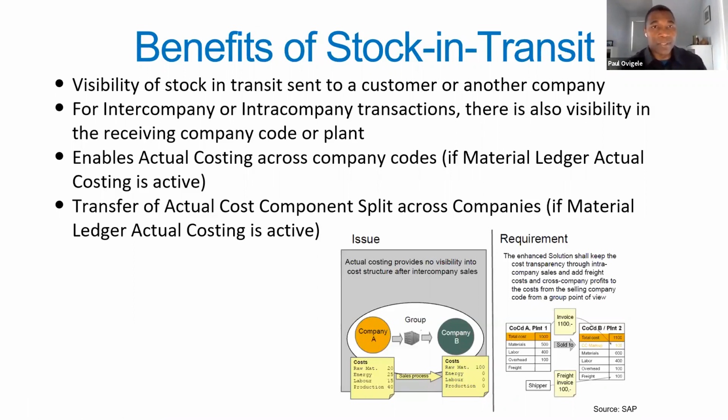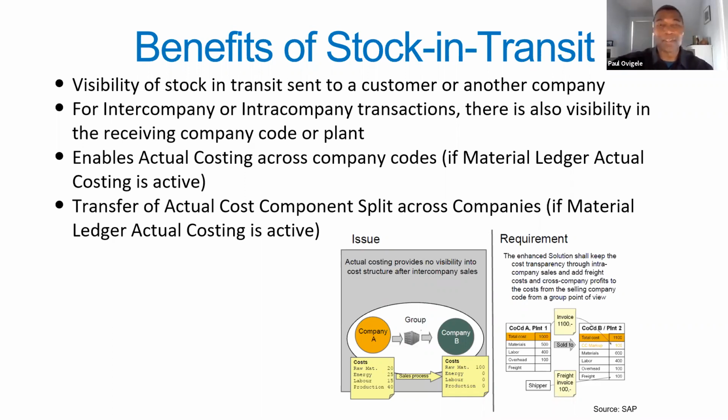So what are the benefits? Some of the benefits are there's visibility of stock in transit from when you send, if you send from a plant to an external customer or another plant in your own company. So you have that visibility of stock in transit. For intercompany and intracompany, there's also visibility in the receiving company code or plant. If it's to an external customer, you can record your in transit, but once it's left your inventory and the title has transferred, obviously it's a black box what's happening on the customer's end.